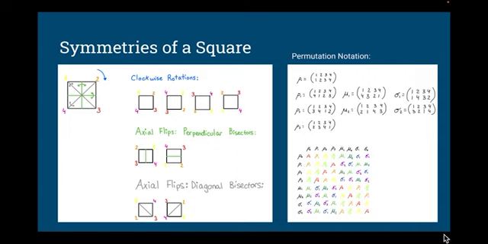Symmetries of a square. If we do clockwise rotations, this is going to be the symmetry of the square. And if we do axial flips, we will have perpendicular bisectors, and there's going to be another kind of axial flip, which is going to be like that when we use the diagonal bisectors. These are the notations for permutations for the square. So this is mu one.